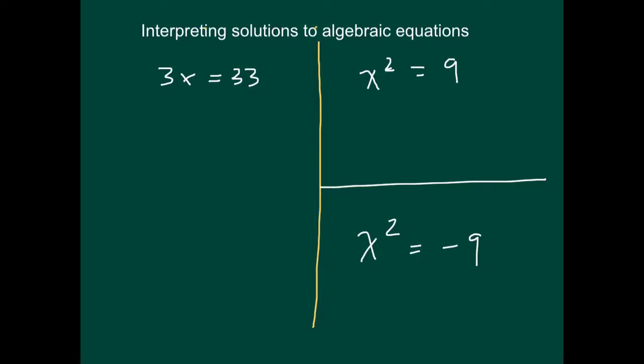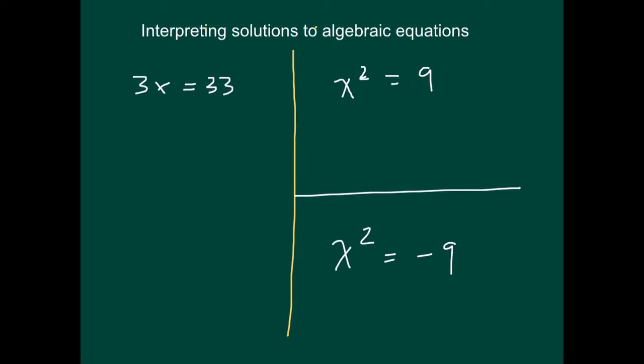In this situation you might divide by 3, and you wind up with x equals 11. There's one solution, just x equals 11. No surprise there. This one, however, has a little hidden extra solution. Can you think of the number? Just take a minute, pause this if you have to.